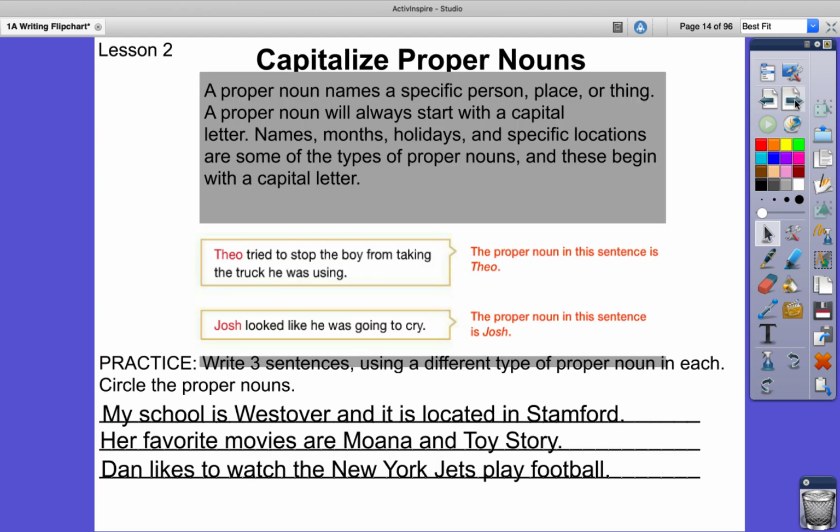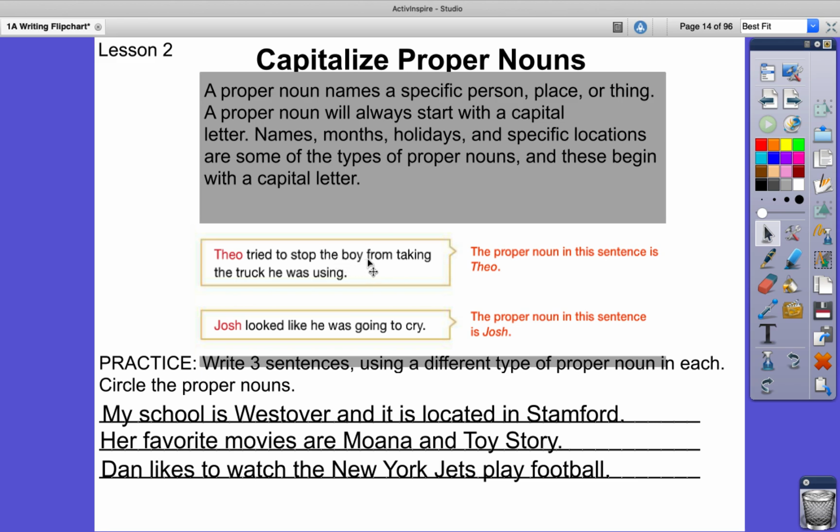Okay, capitalize proper nouns. Again, a proper noun names a specific person, place, or thing. A proper noun will always start with a capital letter. Names, months, holidays, and specific locations are some of the types of proper nouns, and these begin with a capital letter. Let's look at some examples from the text.